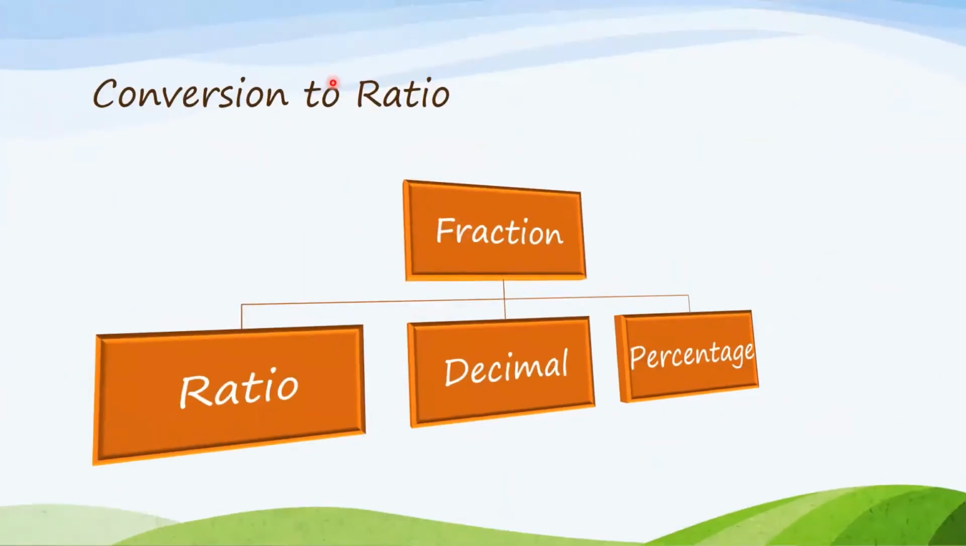Conversion of ratio. The main thing for ratio is basically fraction. The fraction can be broken down into ratio, decimal, or percentage. But what we are going through now is the ratio.